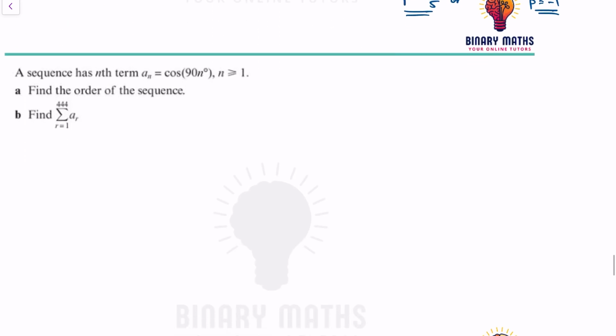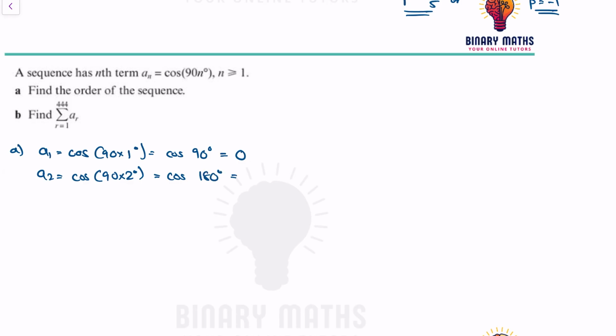Next question. A sequence has nth term a_n equal to cos 90n degrees, where n is greater than or equal to 1. Find the order of the sequence. So a1 will be equal to cos of 90 times 1 degrees, which is cos of 90 degrees, which is just 0. a2 will be equal to cos of 90 times 2 degrees, which is cos of 180 degrees, which is equal to negative 1.